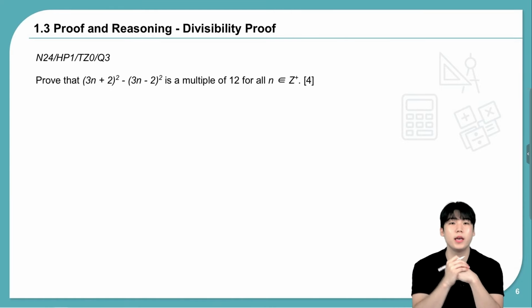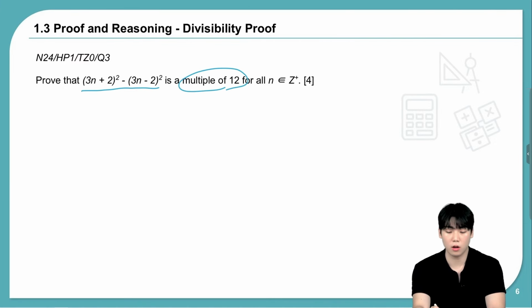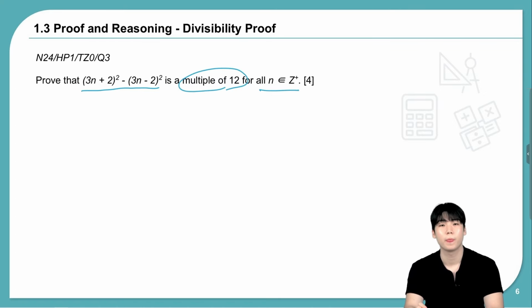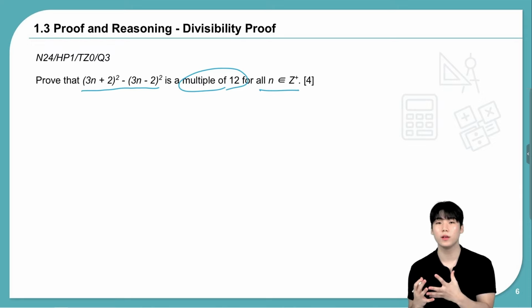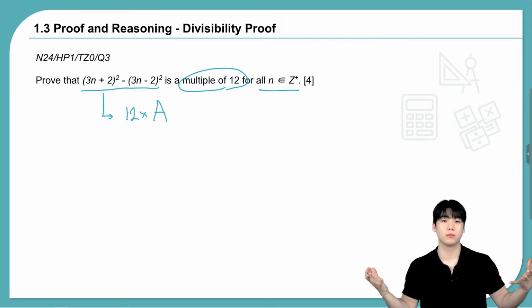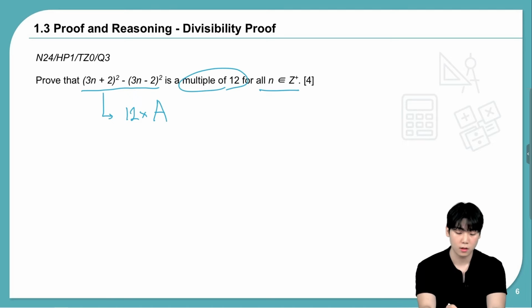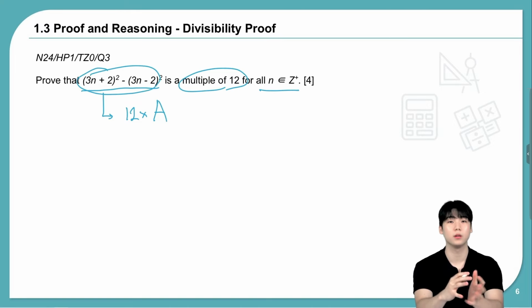The next question is a proof. We have to prove that blah, blah, blah, blah, blah is a multiple of 12 for all positive integers. If we were given that something is a multiple of 12, that means I can rewrite this whole thing as 12 times a, where a is just any integer, okay? And that is our aim, to express the whole thing, all of this, as a multiple of 12.